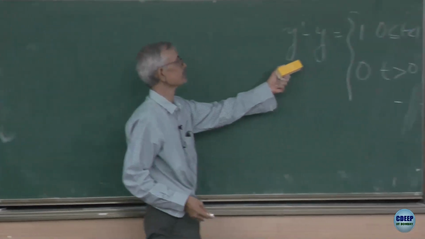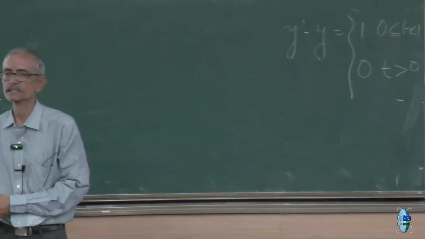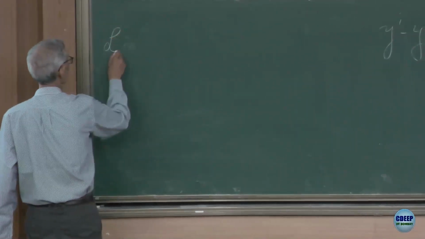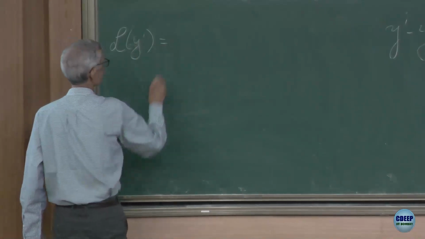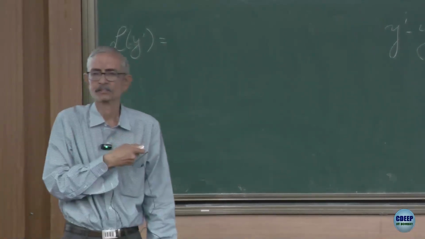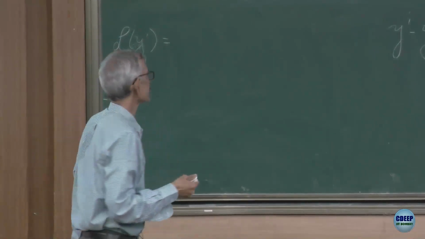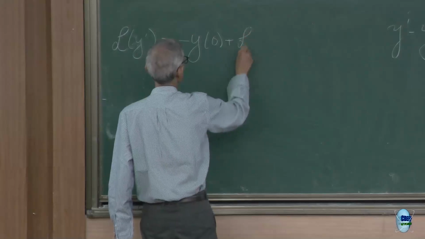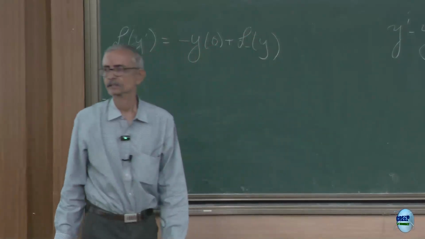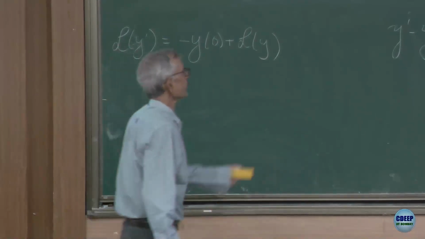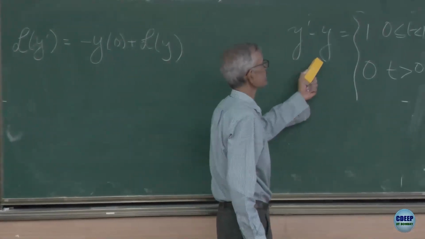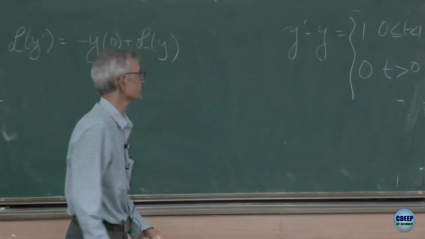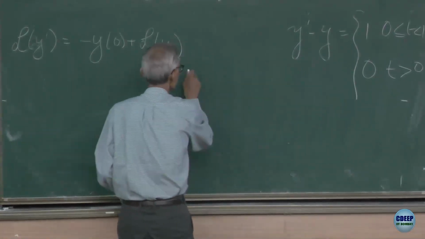Now let's go ahead and say what's going to be the Laplace transform of this. What is the Laplace transform of y prime? We just did that 2 minutes ago. This was minus y0 plus s Laplace y, correct? So I take the Laplace transform of this, and I want to take the Laplace transform of this. How do I take the Laplace transform of that? What is it that is there on the right hand side?